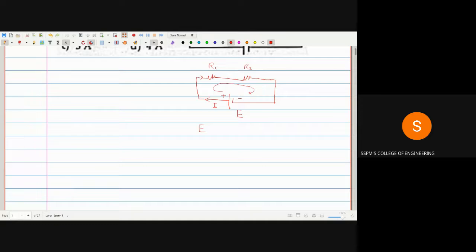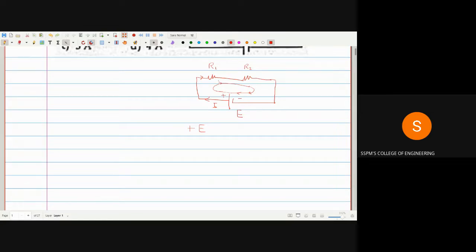Now we are going from negative to positive here. You can see here the direction of the path. We are going from negative to positive. So hence you give the positive sign. The positive sign should be given to the voltage if the direction of path is from negative to positive. Isn't it? Now we are coming at R1.